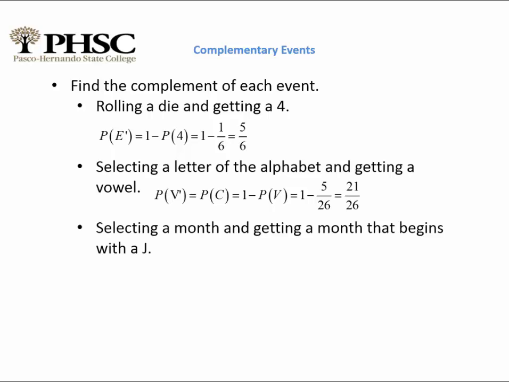The next one is selecting a month and getting a month that begins with the letter J, right? So again, how many months begin with the letter J? 3 out of 12. So the probability of getting a month that does not begin with the letter J would be 9 out of 12, or 3/4.